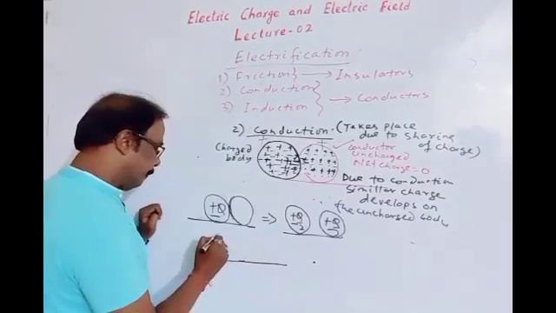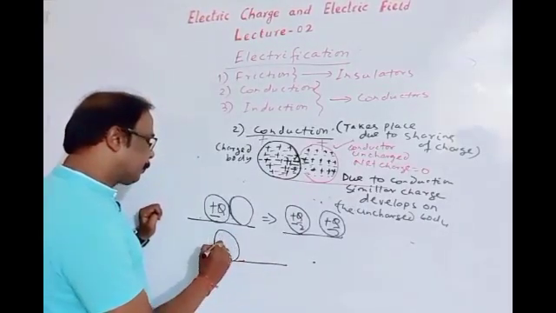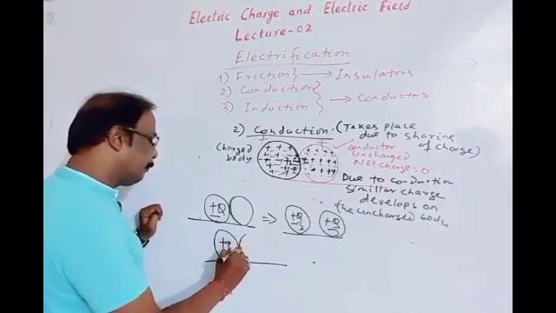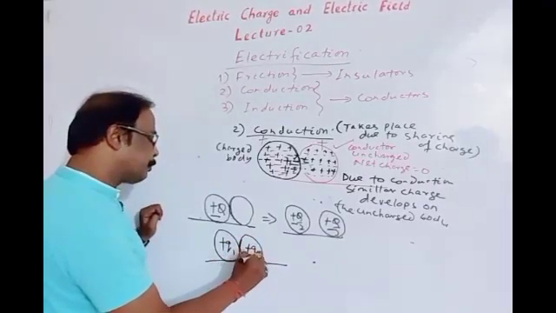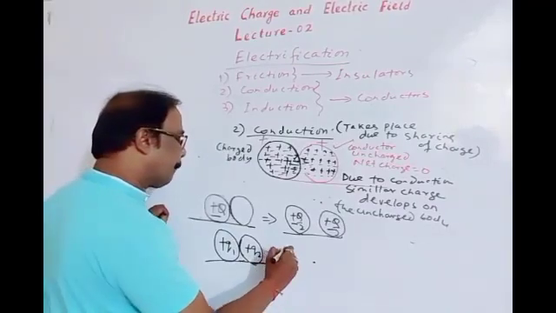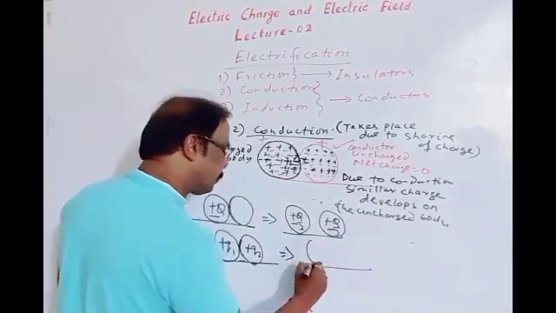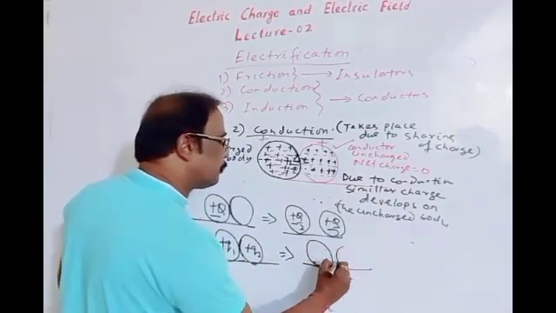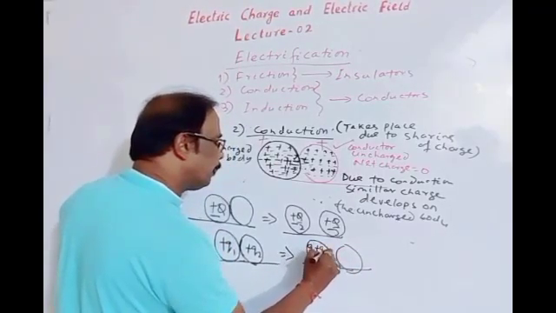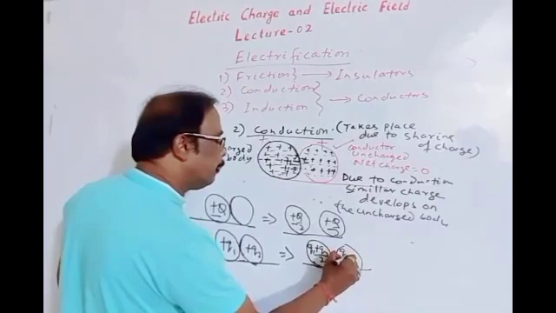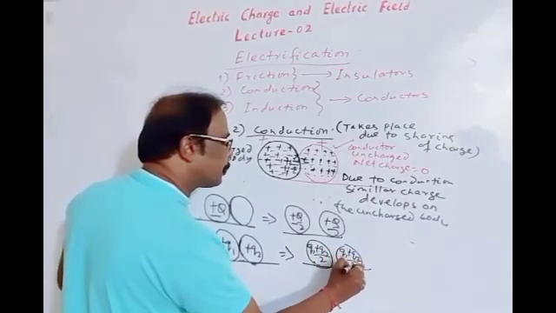In short, this is a charged body. Suppose this charge is plus Q1. This is also a charged body, but a conducting body. This charge is plus Q2. Then after conduction takes place, charges on the bodies will be shared. Total charge on this body will be (Q1 plus Q2) by 2. Also on this body it is (Q1 plus Q2) by 2.